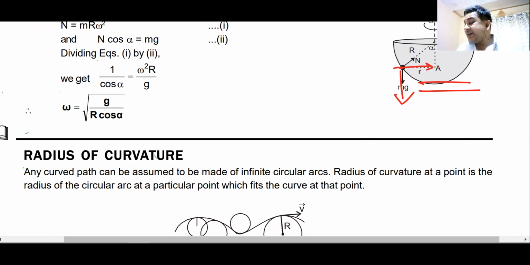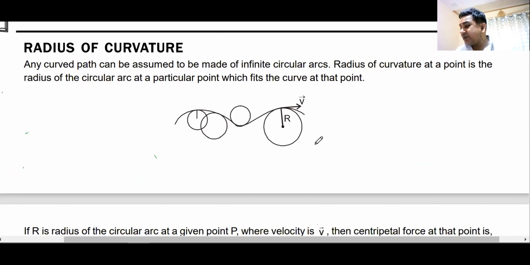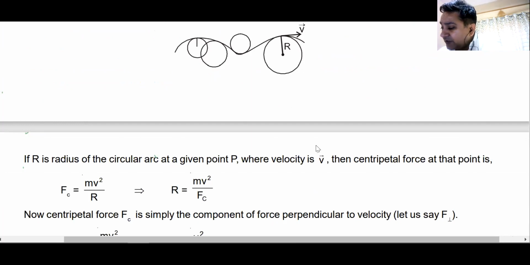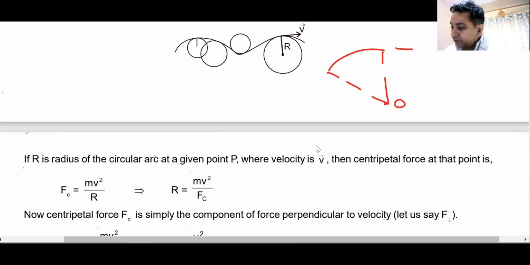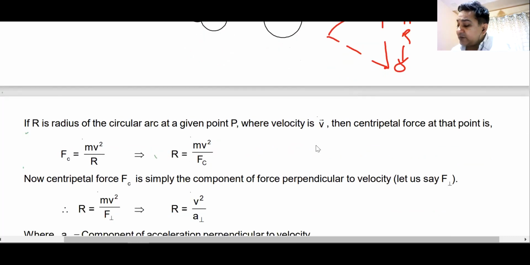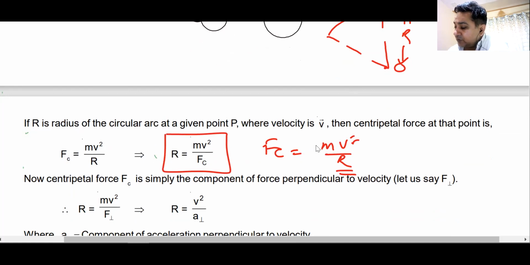That is very good. Radius of curvature. You must know what is radius of curvature. Any arc that you see is a part of a circle. It has a center. It has a radius. That radius is known as the radius of curvature. How do you get the radius of curvature? The centripetal force is mv square by r. To get the value of r, you say r is mv square by centripetal force.